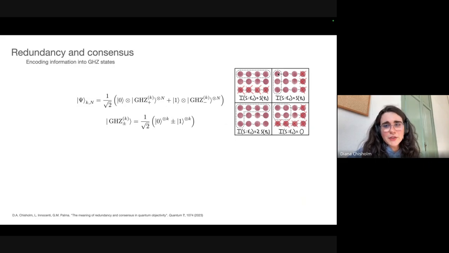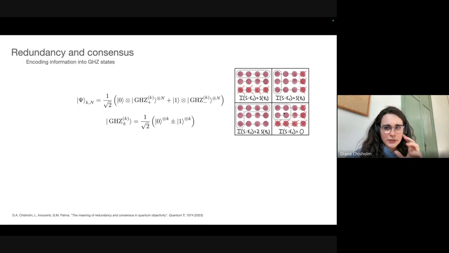If you're able to measure one qubit from each of the GHZ states, so your environment is in a product state of many GHZs, and you measure one qubit from each of those, the mutual information will again be the entropy of your system. If both conditions are met, so if you're measuring both a full GHZ state and a single qubit from each one, then your mutual information will be two times the entropy of the system. And if neither condition is met, then your mutual information will be zero.